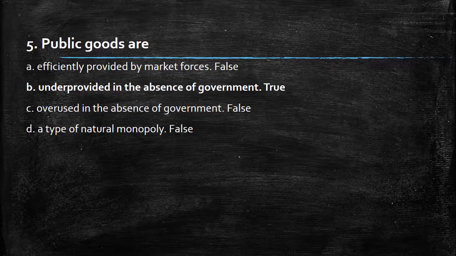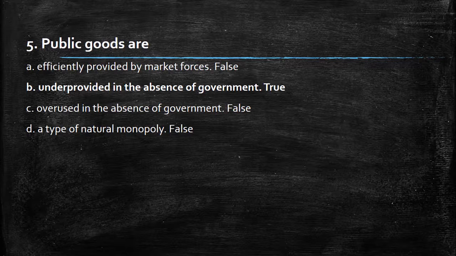D, a type of natural monopoly. Actually, a type of natural monopoly is more for club goods. The famous one is the water that you receive at your homes. It is not rival: the fact that you open the tap doesn't prevent others from using the same good. It's just excludable because you have to pay for that. So it's a kind of natural monopoly.